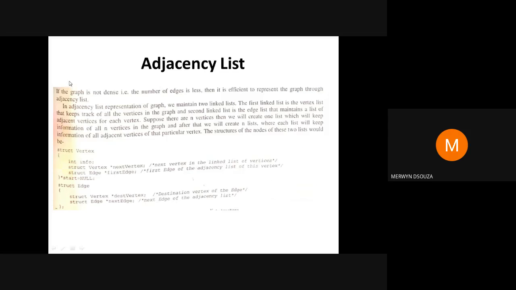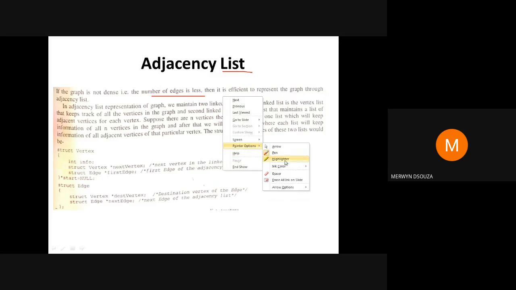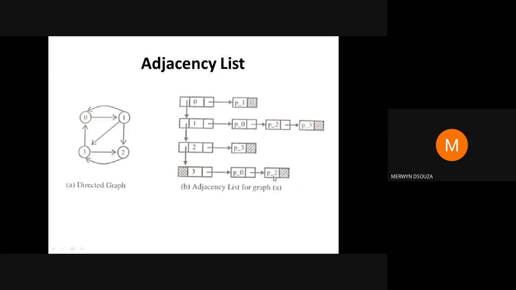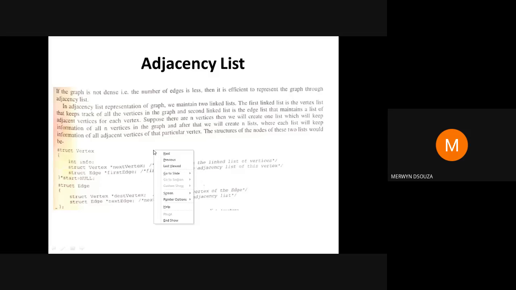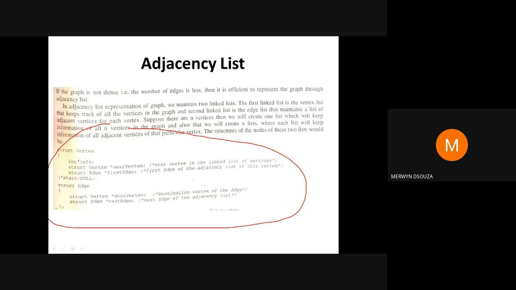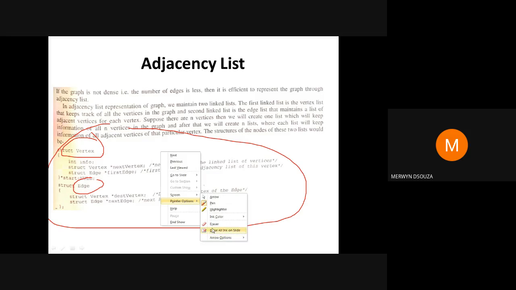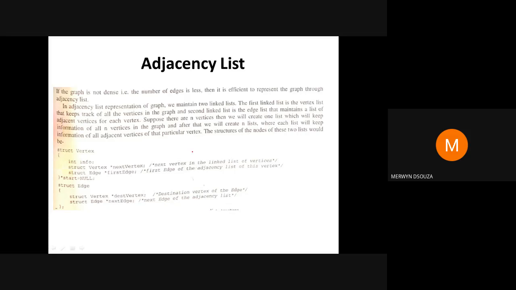Next, you want to know the adjacency list. This is the second type of representation. If the number of edges is less, then it is better to use an adjacency list. List means a linked list. We are going to use a linked list to maintain the edges instead of an array. This is the structure of an adjacency list. The structure is given for the vertex and for the edge, with respect to the program in your textbook. You can go through this later.